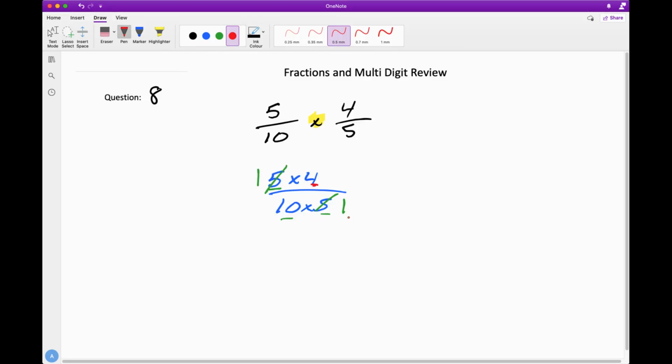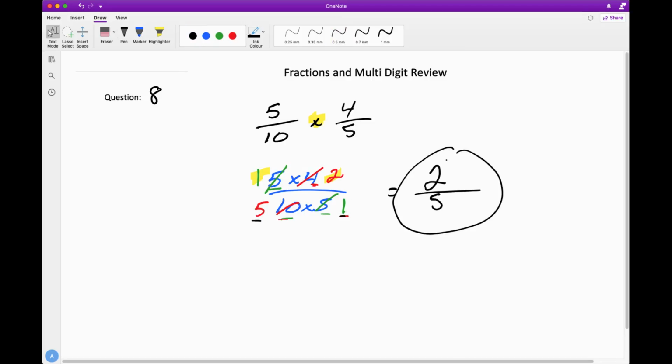Can 4 reduce with either the new number 1, which it can't, or 10? And yes, 4 and 10 can reduce. They're both even, so I know they're both divisible by 2. 4 divided by 2 is 2, and 10 divided by 2 is 5. So now I'm left with 1 and 2. 1 times 2 is going to give me 2. And I'm left with 5 times 1, which is going to give me 5. So my final answer is 2 over 5.